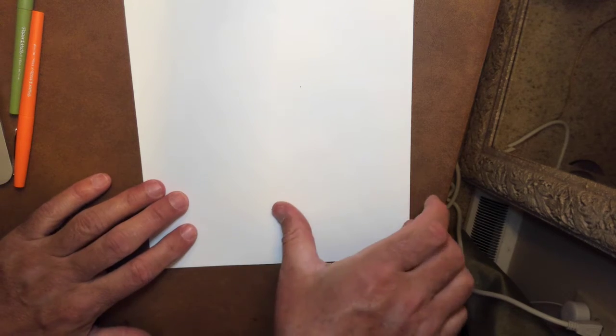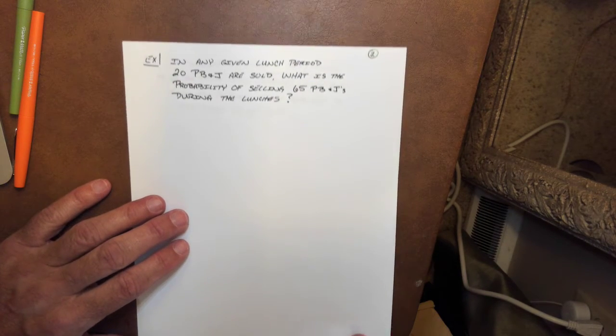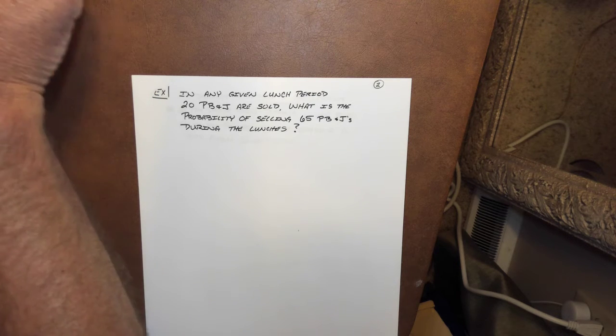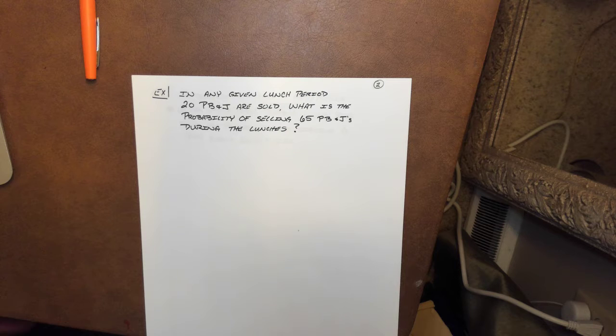Here's a problem for us. In any given lunch period, 20 PB&Js are sold. What's the probability of selling 65 PB&Js during the lunches? All right, let's look into that, shall we?